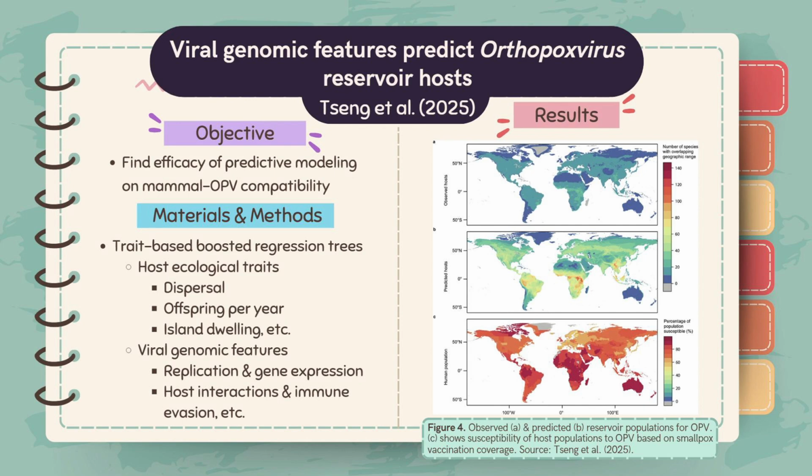The top map shows the observed distribution of reservoir populations with OPV. The middle shows predicted reservoir populations of OPV, and the bottom one is susceptibility of human populations to OPV based on smallpox vaccination coverage. They found that areas with high OPV reservoir species diversity, such as Africa, had the lowest smallpox vaccination rates.